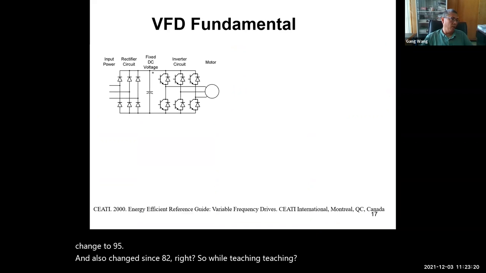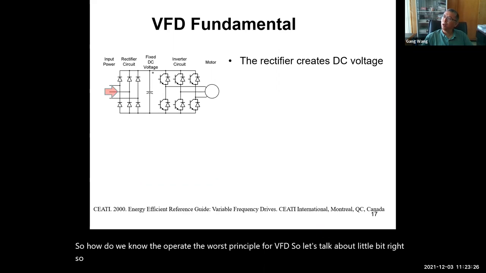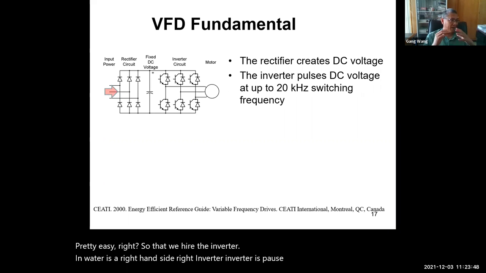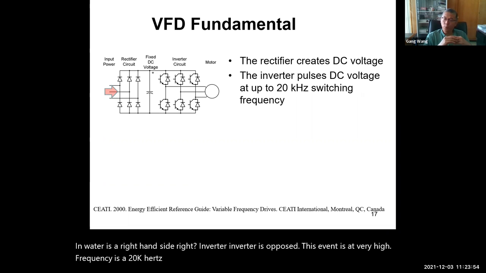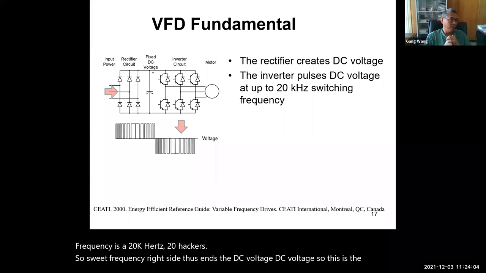So what's the principle for VFD? Let's talk about it a little bit. The VFD first has the rectifier, on the left hand side. The rectifier converts AC power to DC. Then we have the inverter, on the right hand side. The inverter pulses the DC voltage at very high frequency, about 20 kHz switching frequency. So this is the output from the VFD.